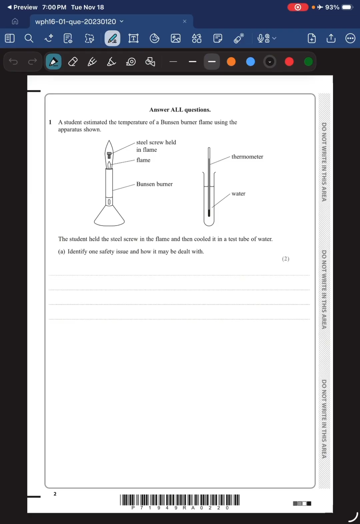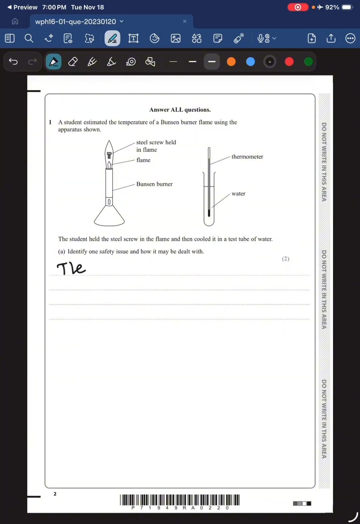So a student estimated the temperature of a Bunsen burner flame using the apparatus shown. We see that there is a burner, a flame, a steel screw held in the flame, a thermometer and water. Okay, so question 1. The student held a steel screw in the flame and then cooled it in a test tube of water. Identify one safety issue and how it might be dealt with.